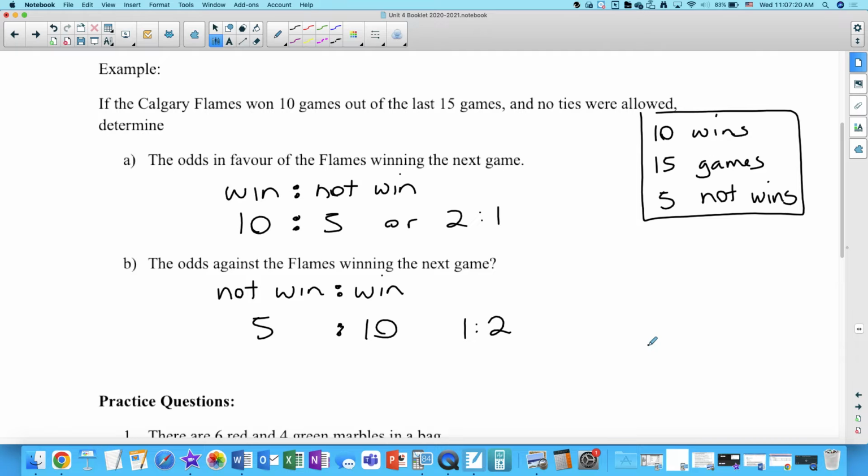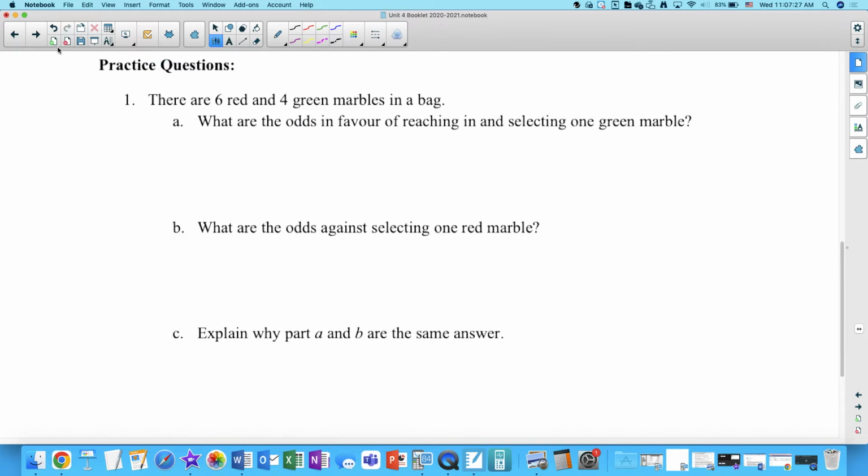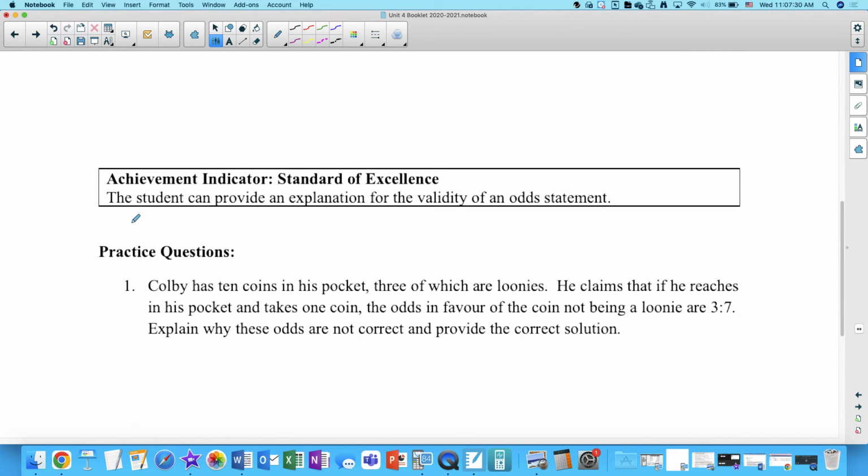So I think what I'm going to do is get you guys to try these next 2 questions for a few minutes. We'll see if you're getting this concept, and then if we need to, we'll fix any misconceptions, and then we will keep going.